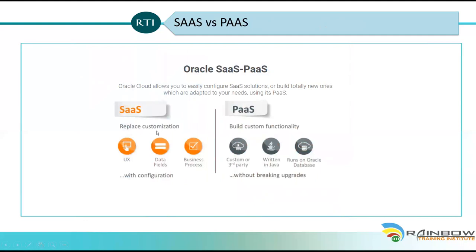In the SaaS model, we can change the user experience, we can modify the data fields, and we can tweak the business processes a little bit with a little bit of configuration, not much coding. But in the case of a PaaS model, we can create and deploy our custom applications, our third-party applications, and we can do Java coding and PL/SQL coding. We can have our own database where we can write our PL/SQL packages, procedures, anything, and make sure that whatever we create should not break the upgrades.